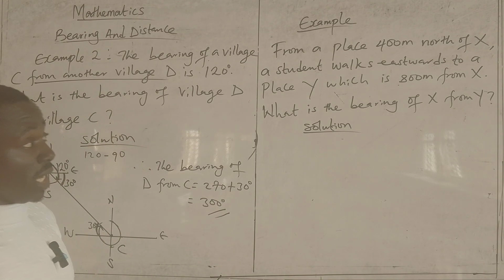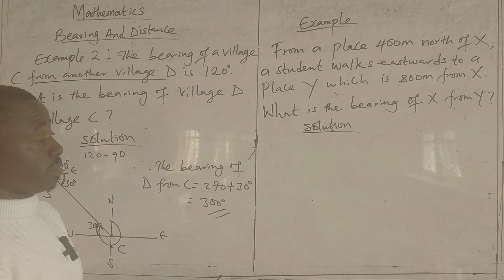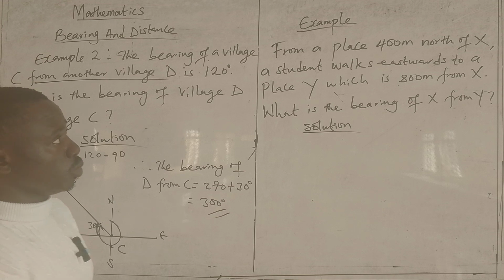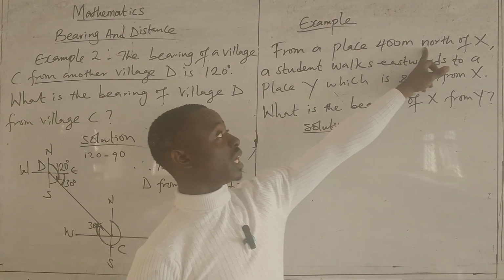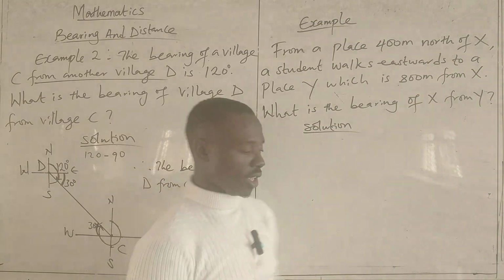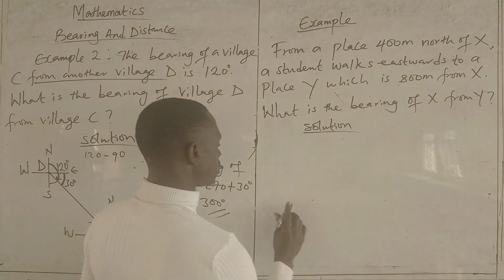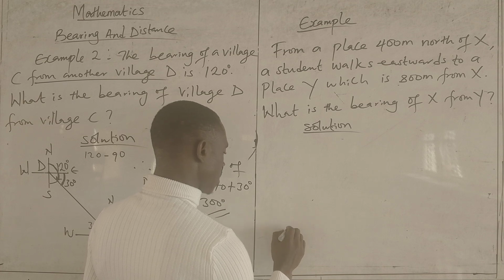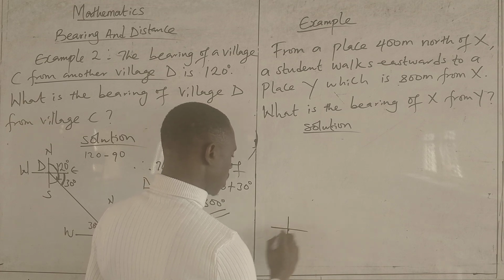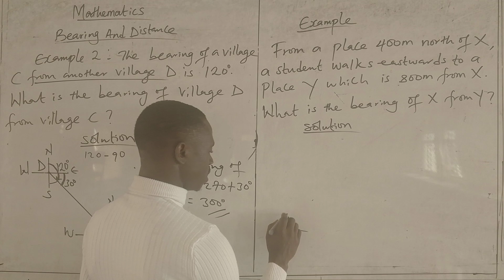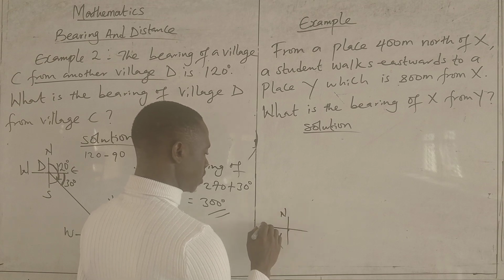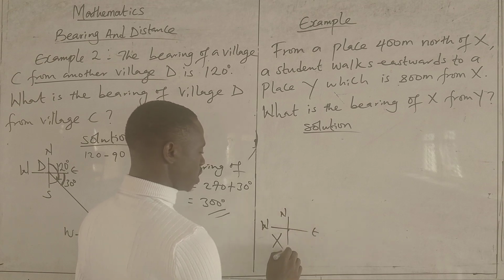It means you must know where your X is first. Since we are starting from a place 400 meters north of X, so where is X? Locate any point and call it X. So let me assume here is X. And then draw your cardinal points there. This point X, this north here, this west, this east and this south.